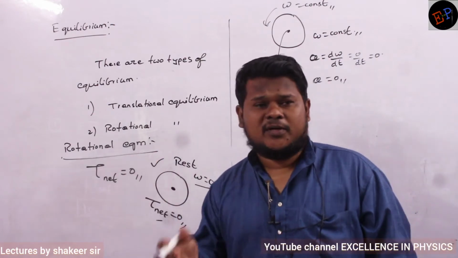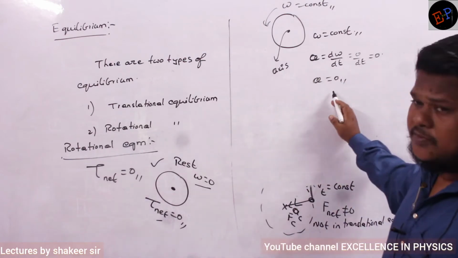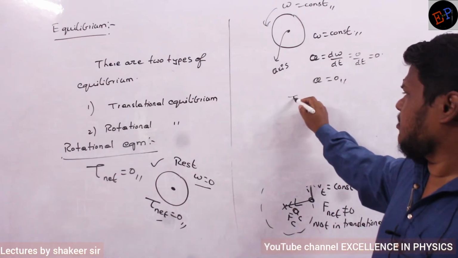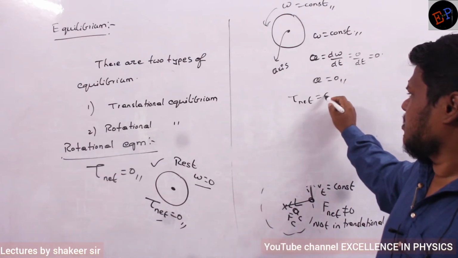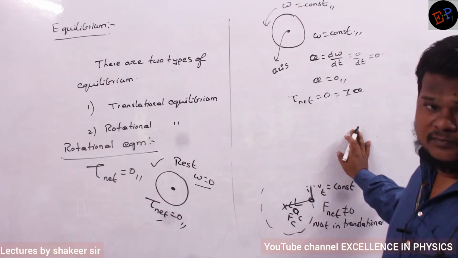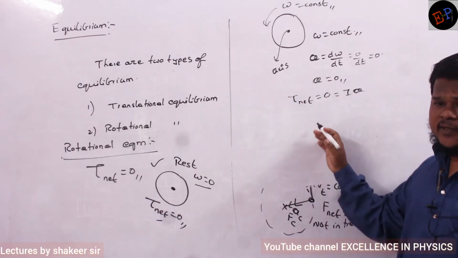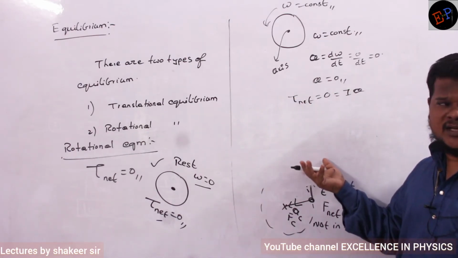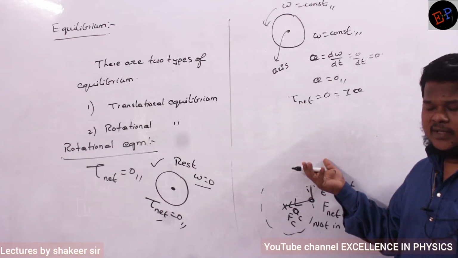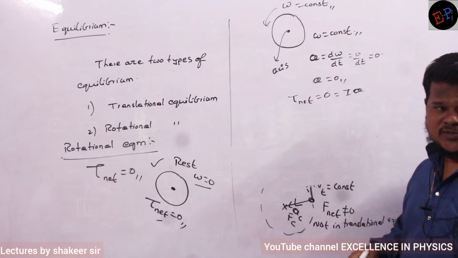Force will accelerate a body. Torque will produce angular acceleration. But angular acceleration is 0. It means net torque acting on this body is also 0, because net torque is I into alpha. This is the Newton's second law analogy, no? F is equal to ma, Newton's second law in straight line motion. Torque is equal to I into alpha, the same Newton's second law in rotational motion.